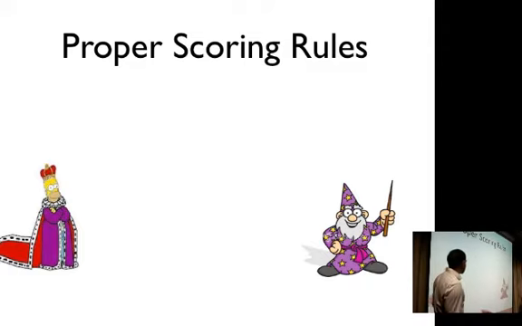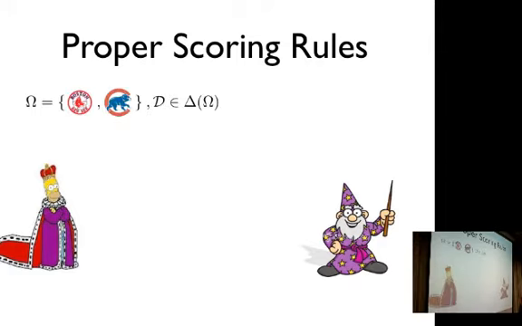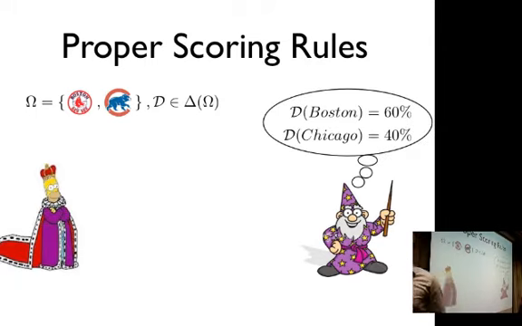So for those of you who haven't seen it before, and for those of you who want a refresher, a proper scoring rule is a way to transmit information from an expert to a user. And in this example, there's going to be a set of states of the world, which is going to be a baseball game. So Arthur wants to know who will win this baseball game tomorrow, either the Red Sox or the Chicago Cubs. And there's some true distribution of who will win this game. And because Merlin is an expert, he knows this distribution. So he knows Boston will win with probability 60%, and Chicago will win with probability 40%. And our goal is to transmit this information from the expert to the user.